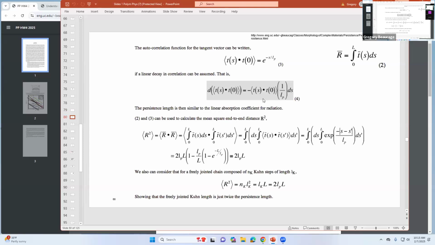This is also a linear law. So if you take that, it'll be d this over that. That gives you the log of that thing equals s, and s would be integrated from 0 to s.